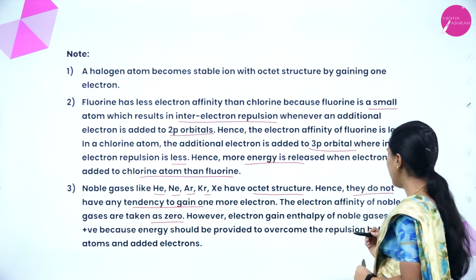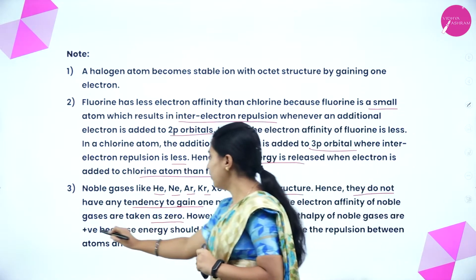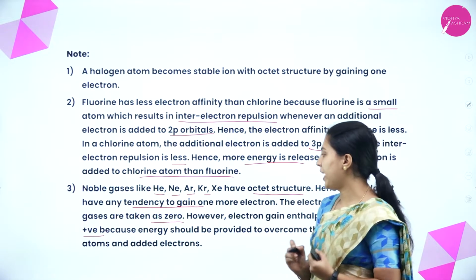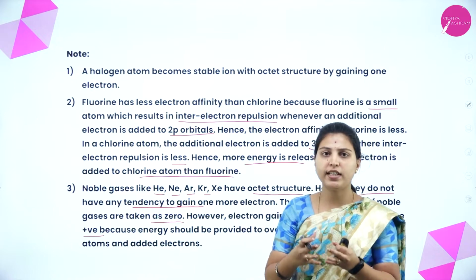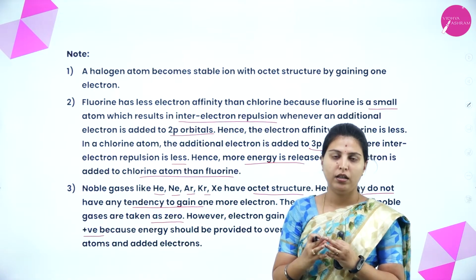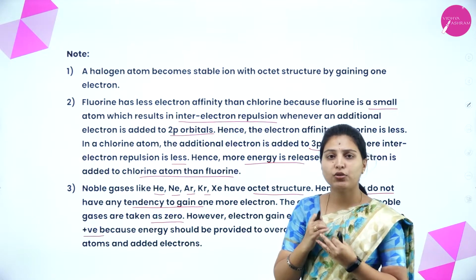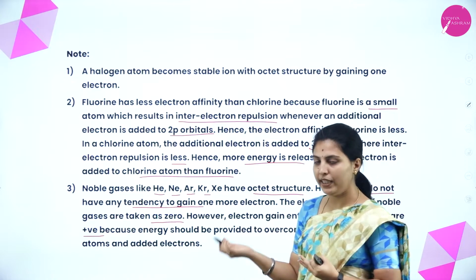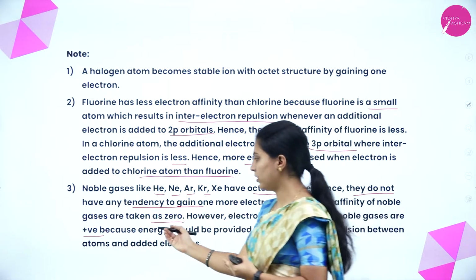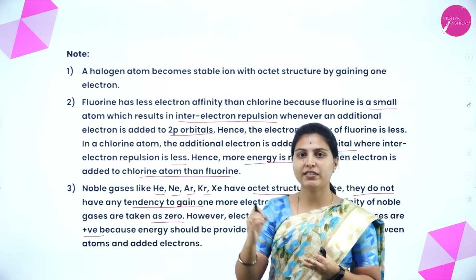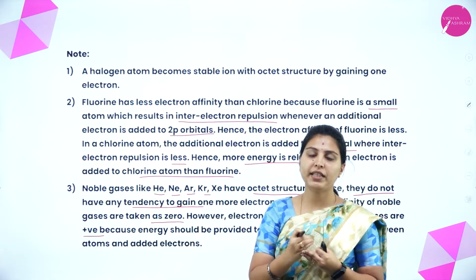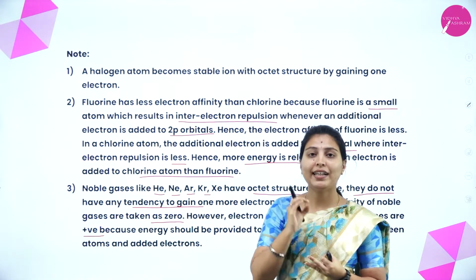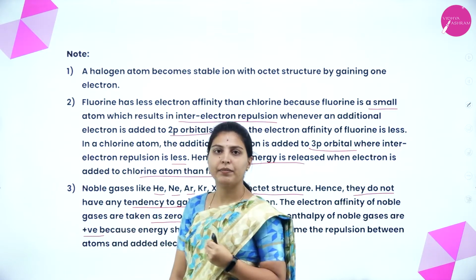However, the electron gain enthalpy of noble gases is positive because energy should be provided to overcome the repulsion between atoms and electrons. Already the orbitals are filled with octet configuration. Okay. If you want to add an electron, there is no chance. Even then, if you want to add an electron, the electron affinity will be given as positive due to the electron repulsion. We have seen the rule: when there is electron repulsion, and that energy is overcome by adding an electron, that energy will be designated by a positive sign.